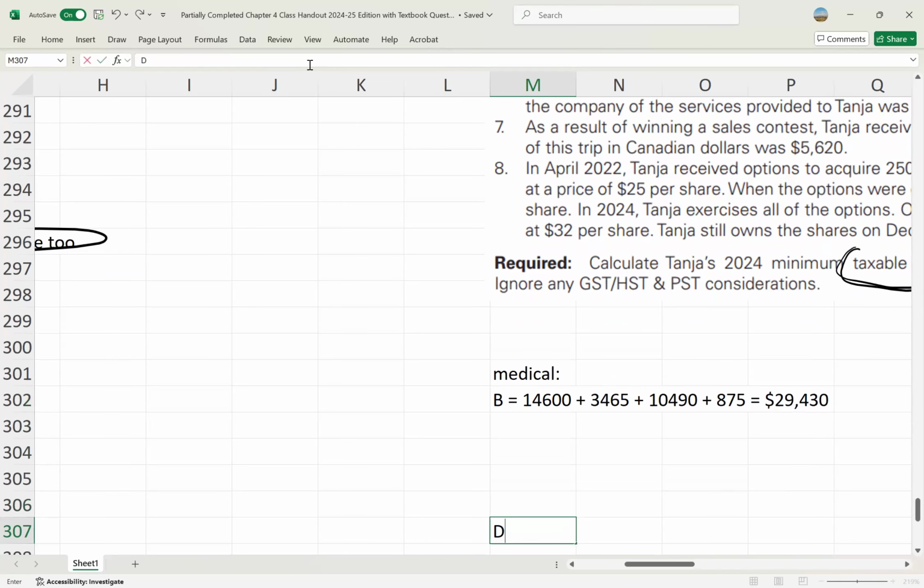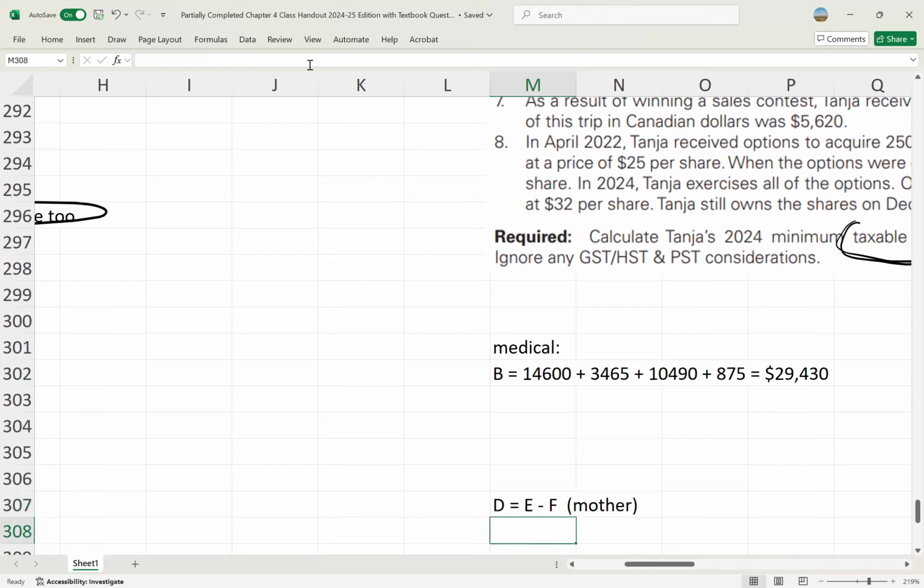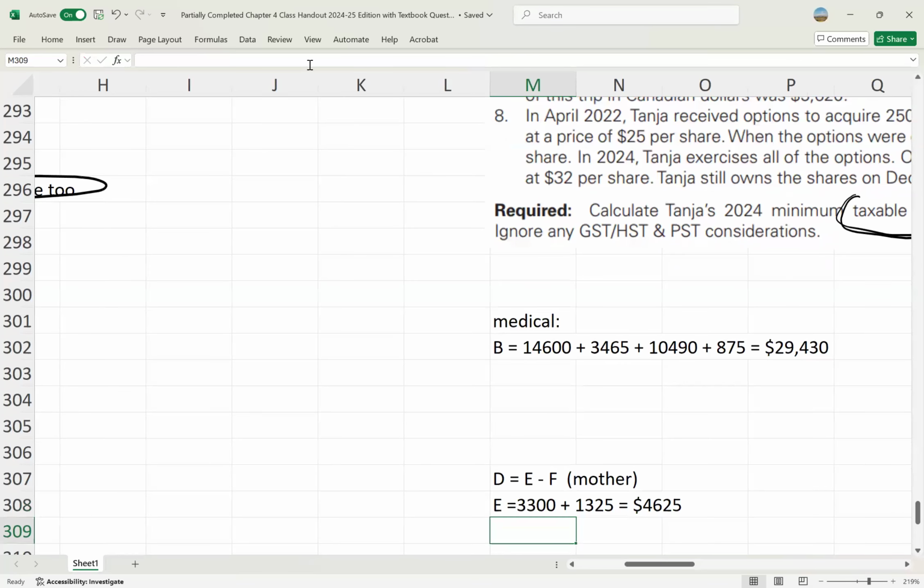And then D equals E minus F. And once again, this is all for the mother. And so the E amount is the medical expenses for the mother that, once again, Tanya paid for. And so that's going to be the 3,300 and the 1,325. And so 4,625.